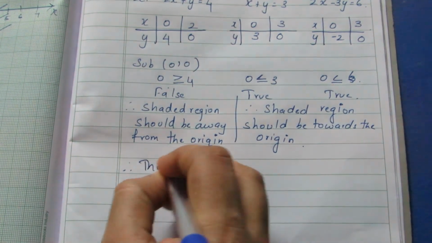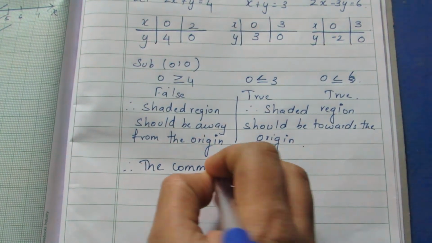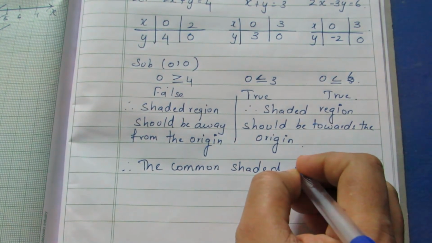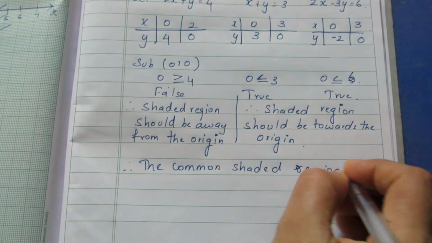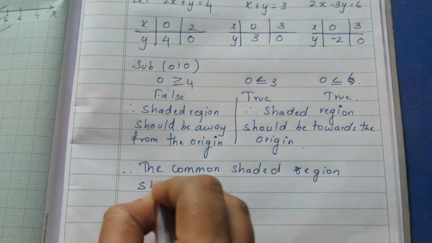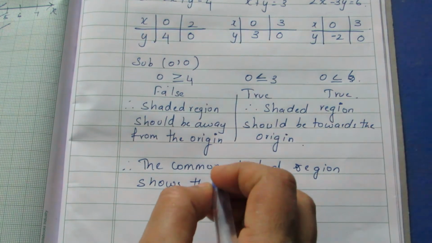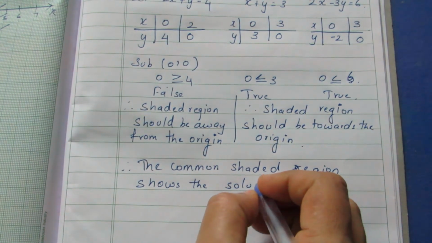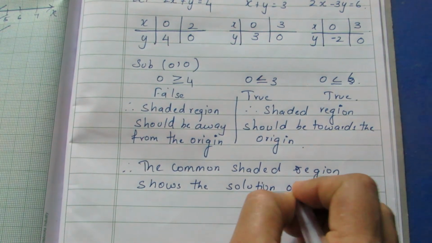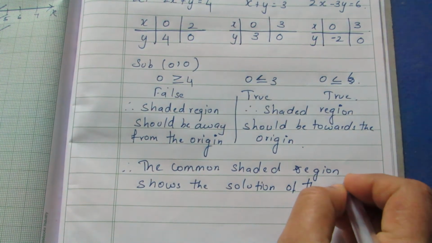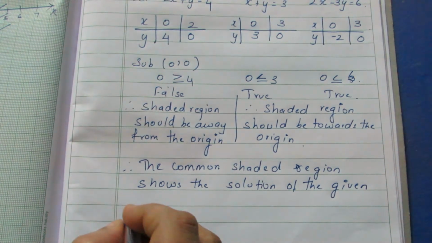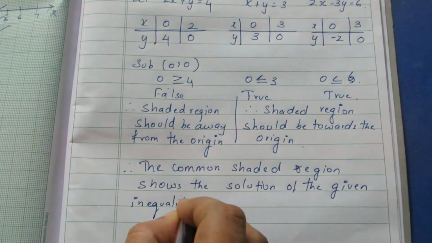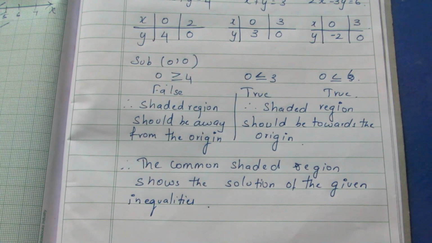Therefore the common shaded region shows the solution of the given inequalities. This is your final answer. That's all with the sum.